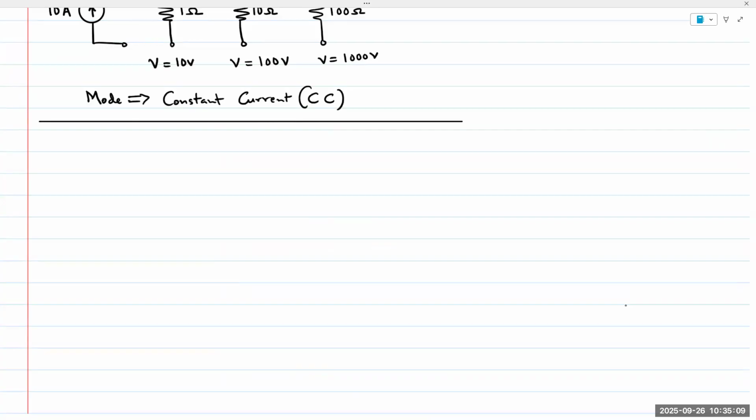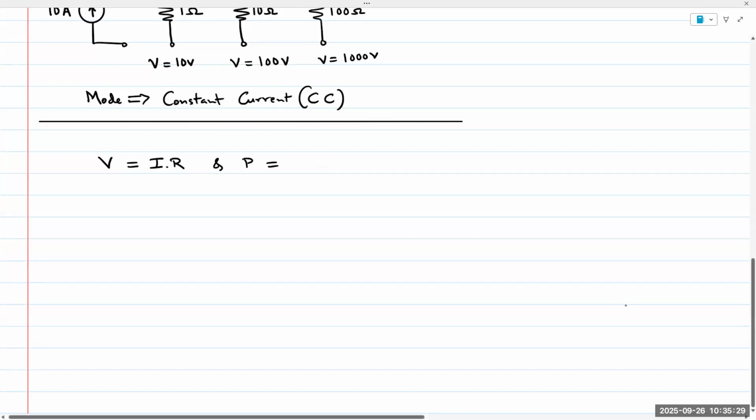So we have two equations, right? We have V equals IR, and then power is the product of voltage and current. So V equals IR and P equals VI or P equals IV. If you want to stay consistent, we can do P equals IV.